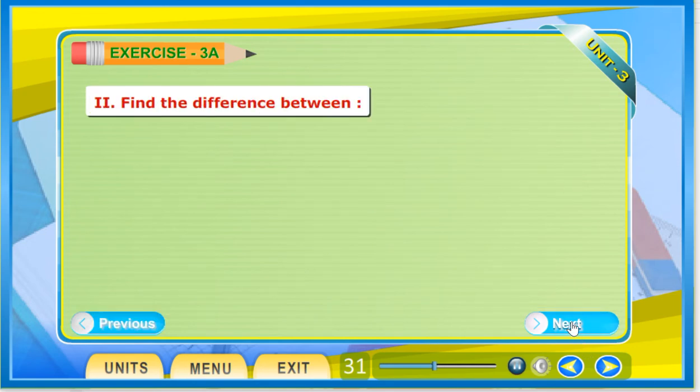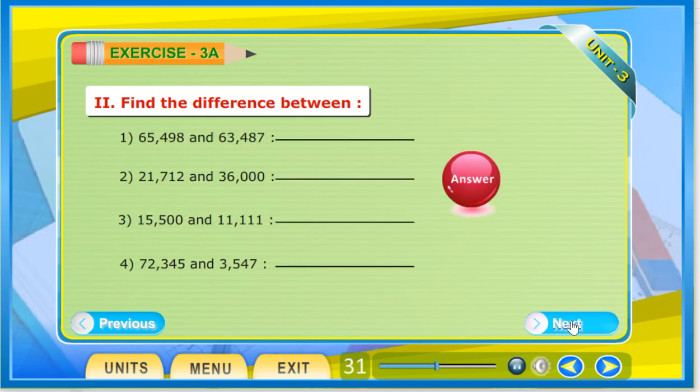Two. Find the difference between 1. 165,498 and 63,487. 2. 21,712 and 36,000. 3. 15,500 and 11,111. 4. 72,345 and 3,547.